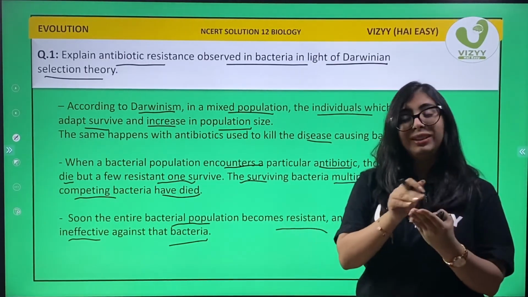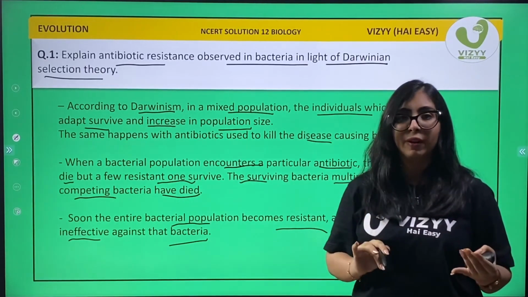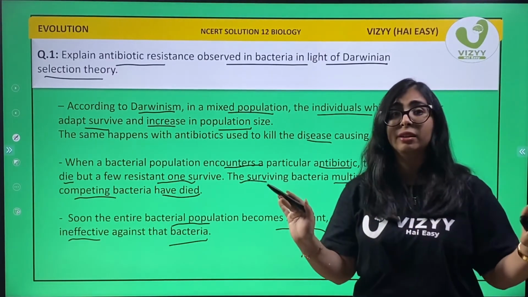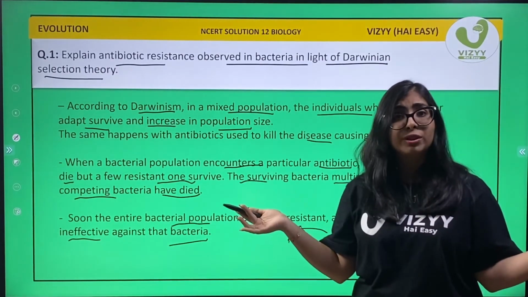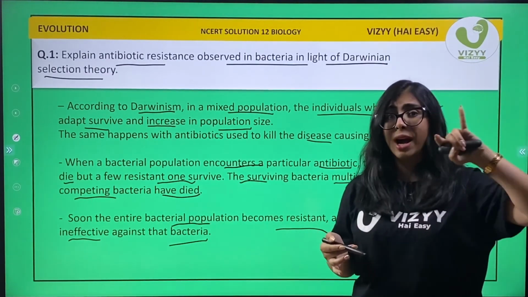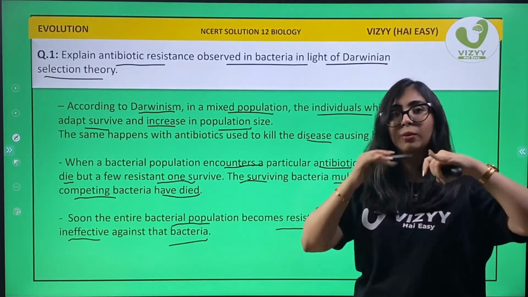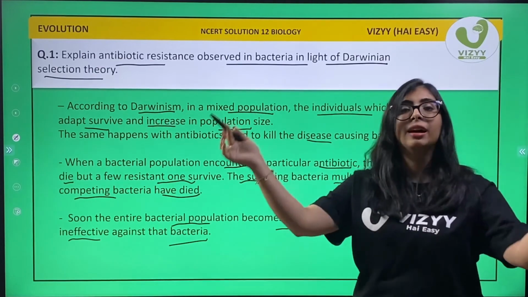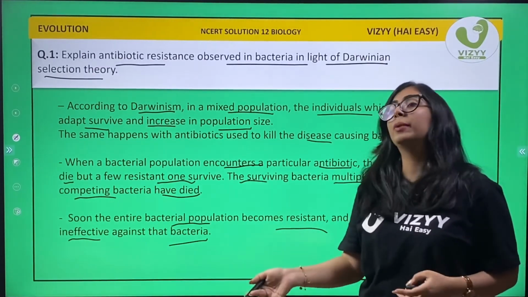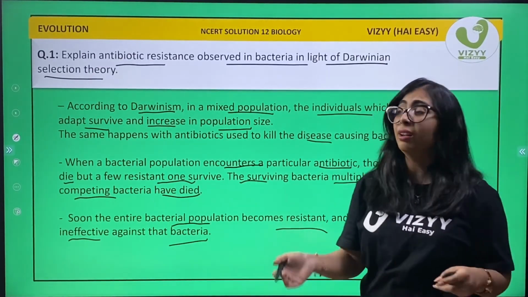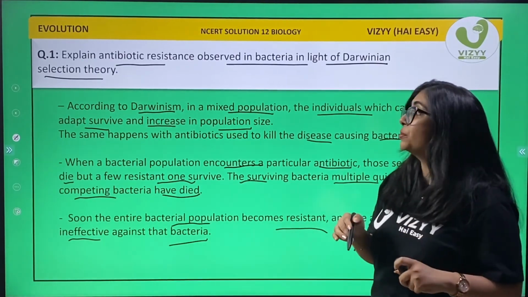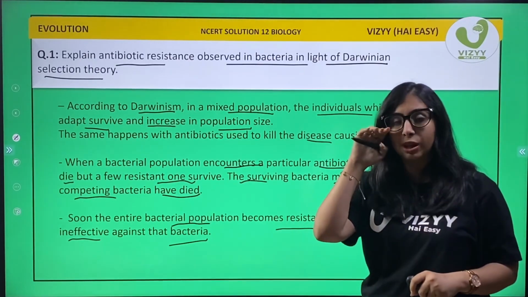All the other 4 could not survive the effect of antibiotics and they died. Now there is no competition. So this one bacterial species will become the entire population, and that is known as antibiotic resistance. Okay students, so here we are done with question number 1.